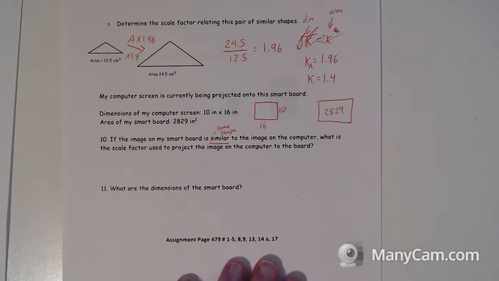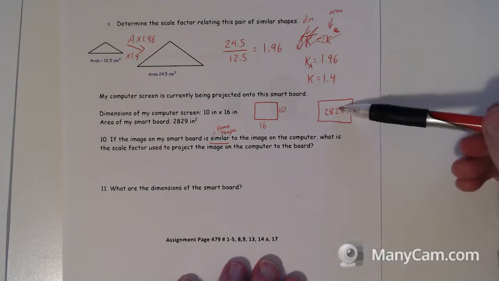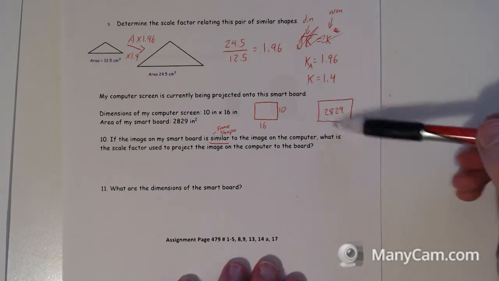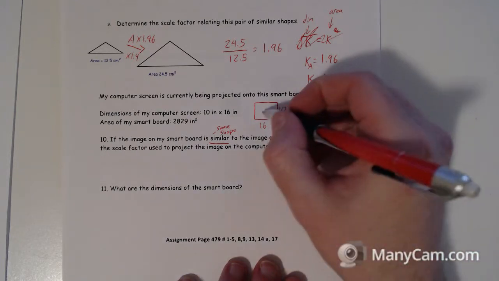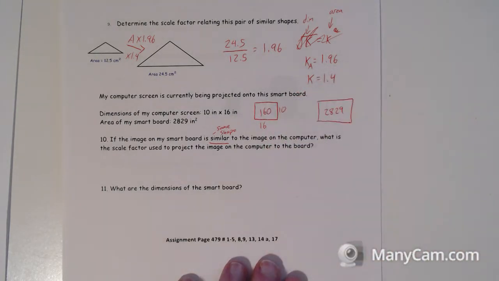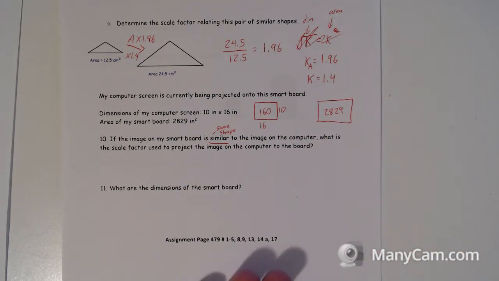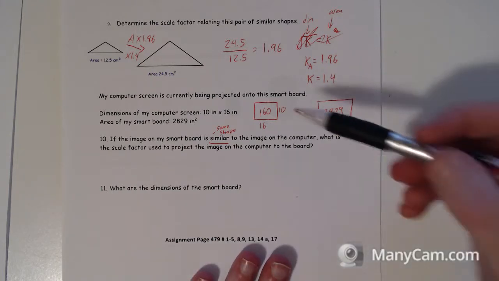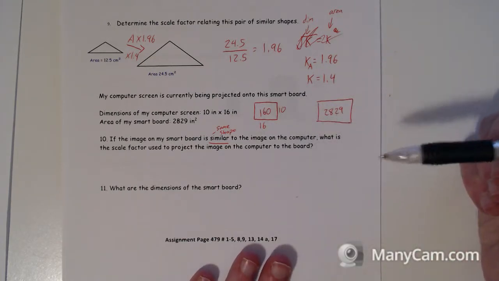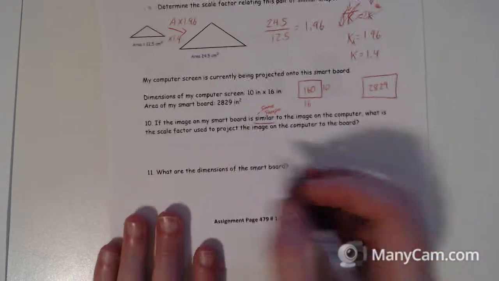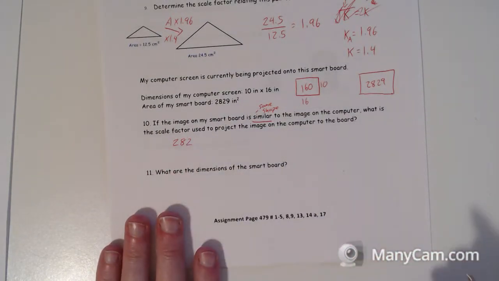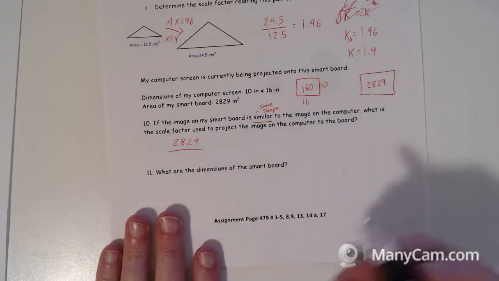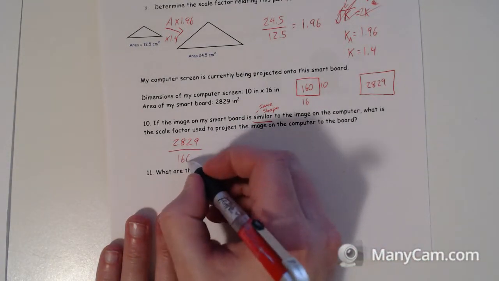We need to know something similar. We don't know how to break this down into its dimensions, but we can turn this into its area. So 10 times 16 is 160. Okay, now how much is the area being multiplied by? To find that, we take 2,829 and we divide it by 160 to find out how much you multiplied by.